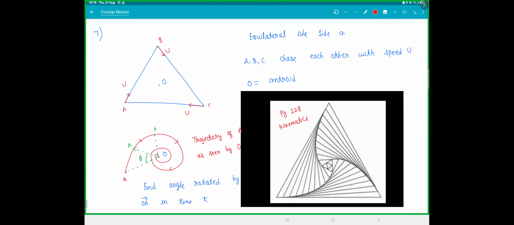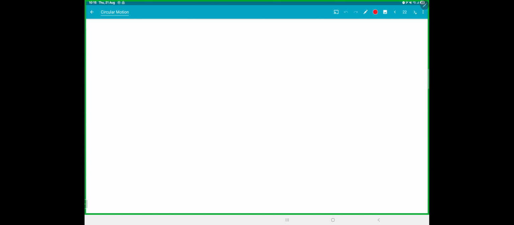Let me help you with this. Like I said, the question is find the angle rotated at time t. That itself is a big clue. It means you need to integrate. That means the only term which can give you theta in terms of t is omega, d theta by dt. So we need to get omega.